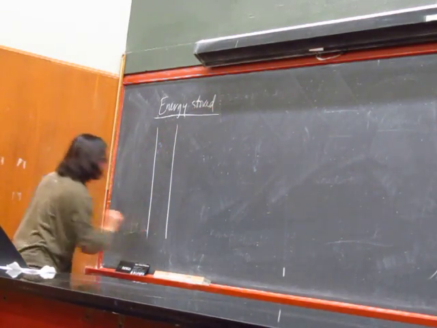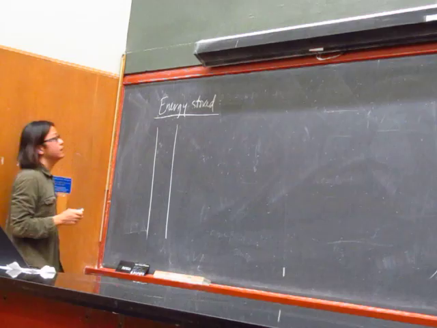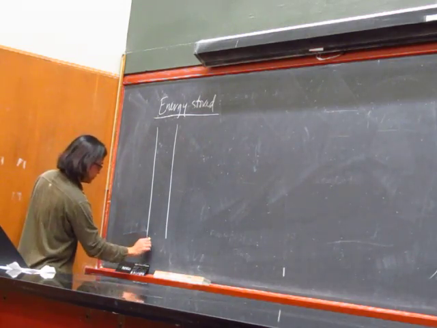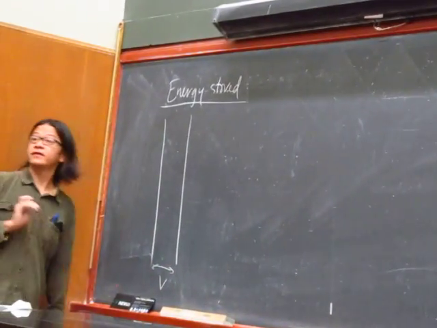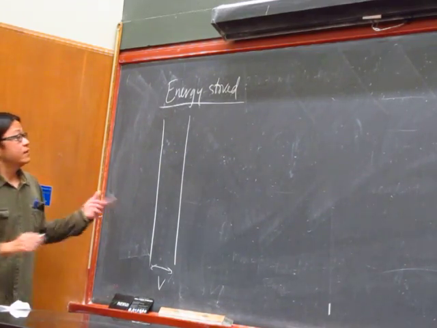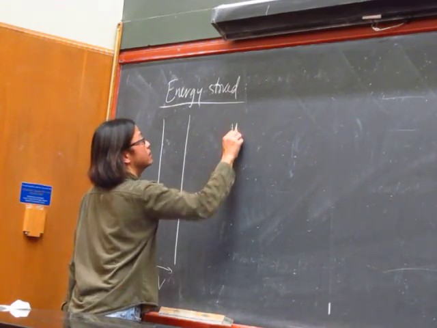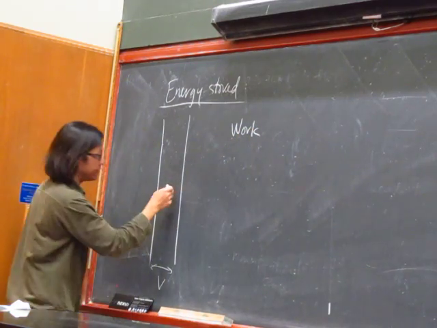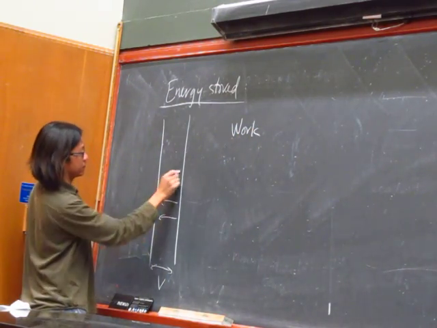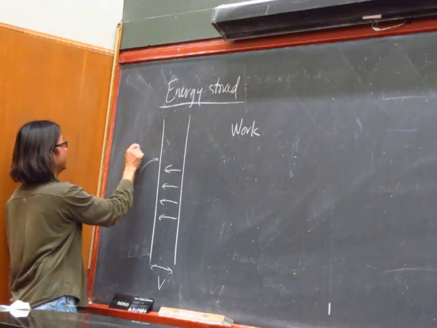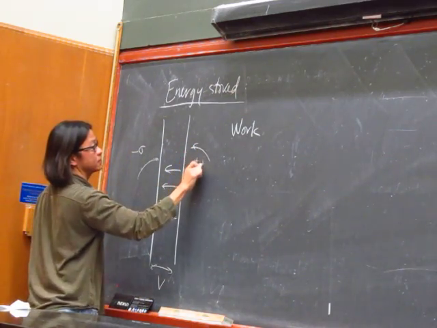My parallel plates. Again, if the potential difference is V, then the work... there's an electric field here, right? The electric field points this way, with minus sigma here and plus sigma there.